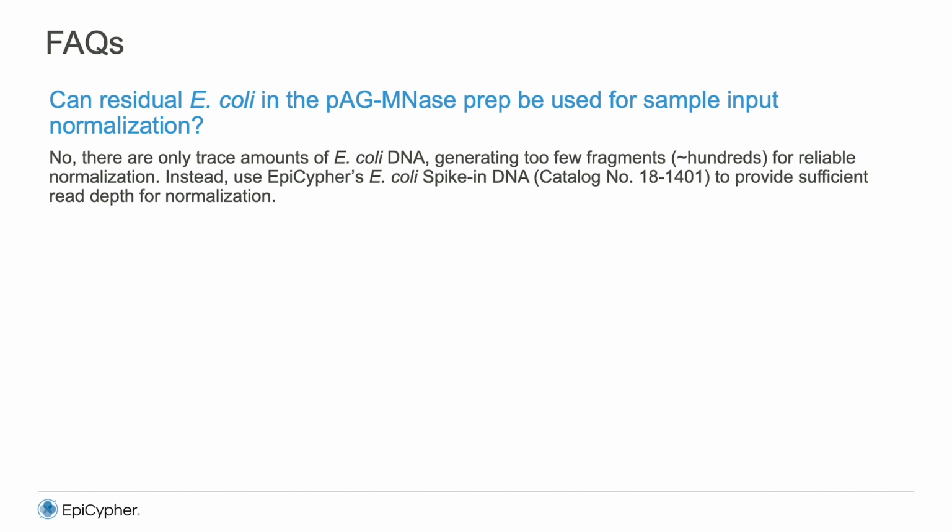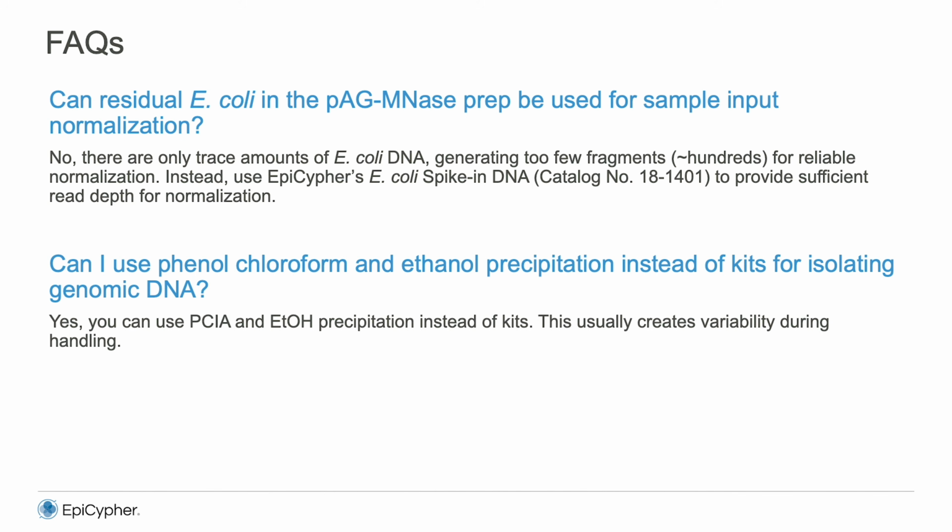Though our PAG-MNase is expressed in E. coli, there are only trace amounts of residual E. coli DNA fragments present in the PAG-MNase prep. We suggest spiking in E. coli DNA to provide sufficient read depth for sequencing read normalization. We have tested several DNA isolation techniques and found that kits provide the best and most consistent results. However, phenol-chloroform and ethanol precipitation approaches will work too.